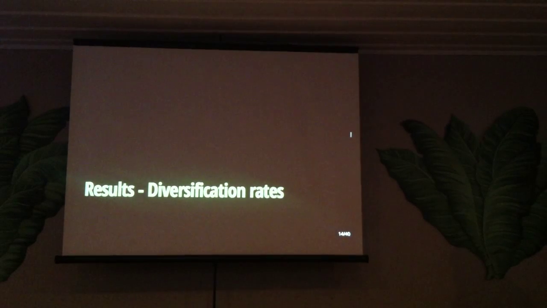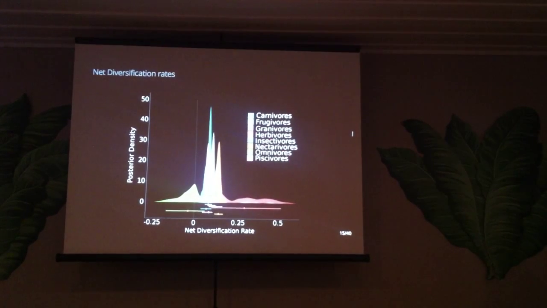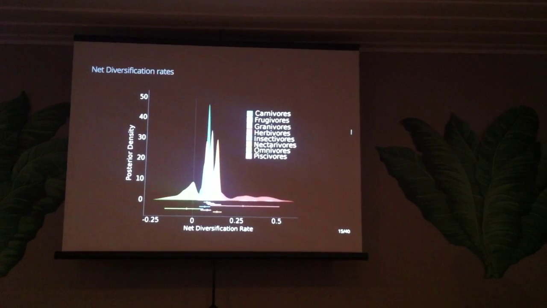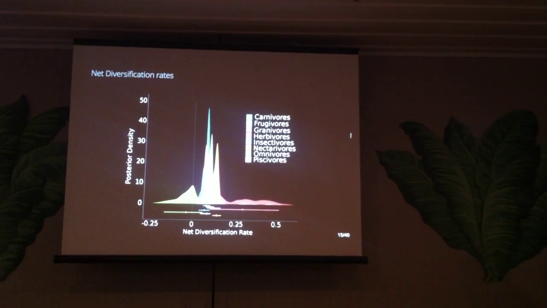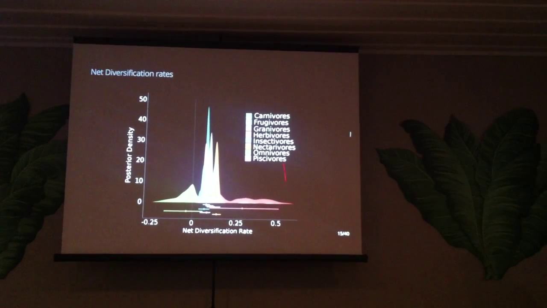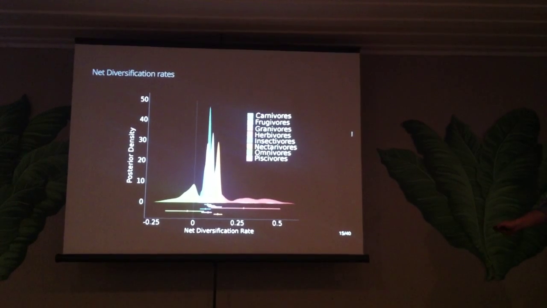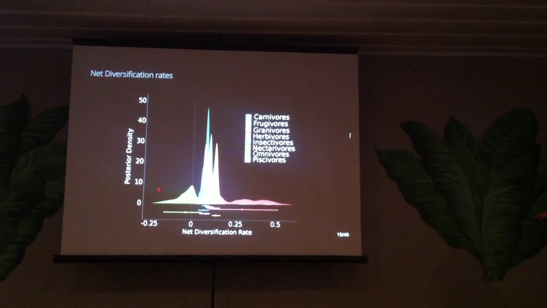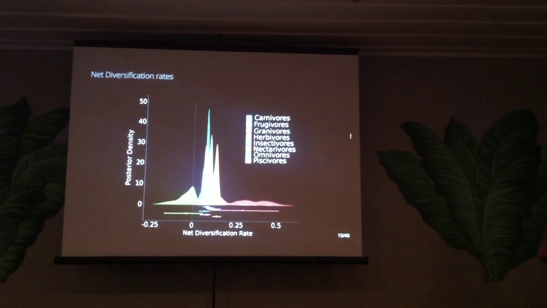But in the end, as a result, here I'm showing the posterior distributions of net diversification rates obtained for our analysis. One thing that we can see at first is that omnivores show lower net diversification rates when compared to all other guilds. And it's also important to notice that it's the only guild that shows negative posterior distribution values, including the median and the mean.